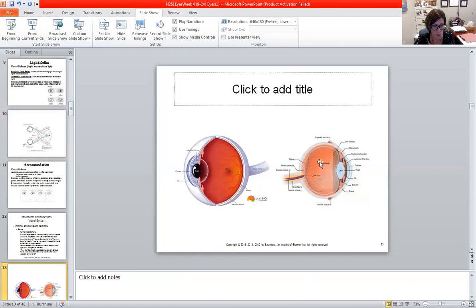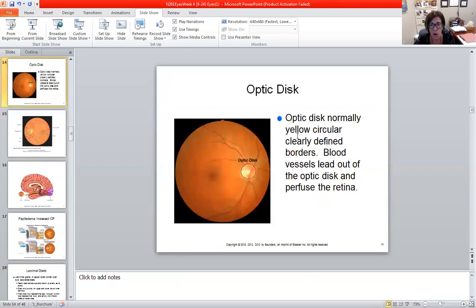So once again, all this is perfused into the retina. This is just a bigger picture of the retina. This whole area is the retina, and what they're looking at when they look in is what's called the optic disc. The optic disc sits back here, and it comes out of the optic nerve. It's a circular, clearly defined disc. Okay, so this is important. The optic disc is normally yellow, and it has clearly defined borders. Blood vessels come out of the optic disc and perfuse the retina. So when they're looking in your eye, they're looking at this optic disc to make sure it has nice, clean borders and that all the vessels look good coming out.